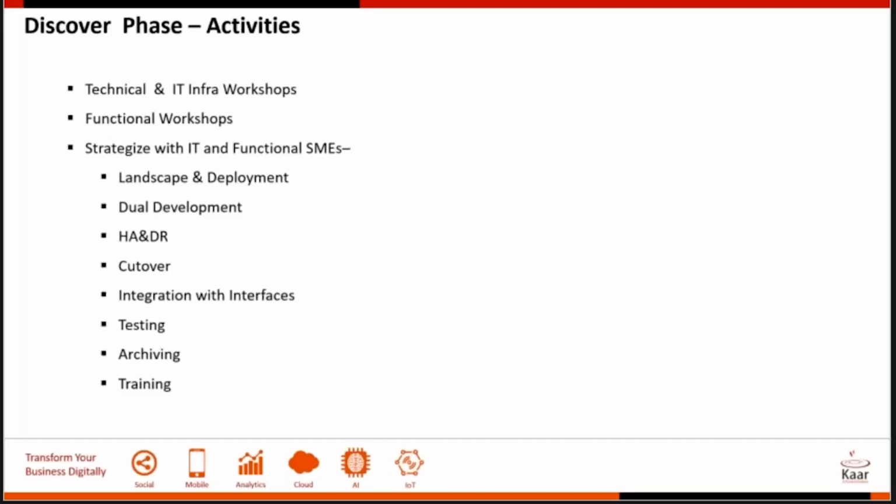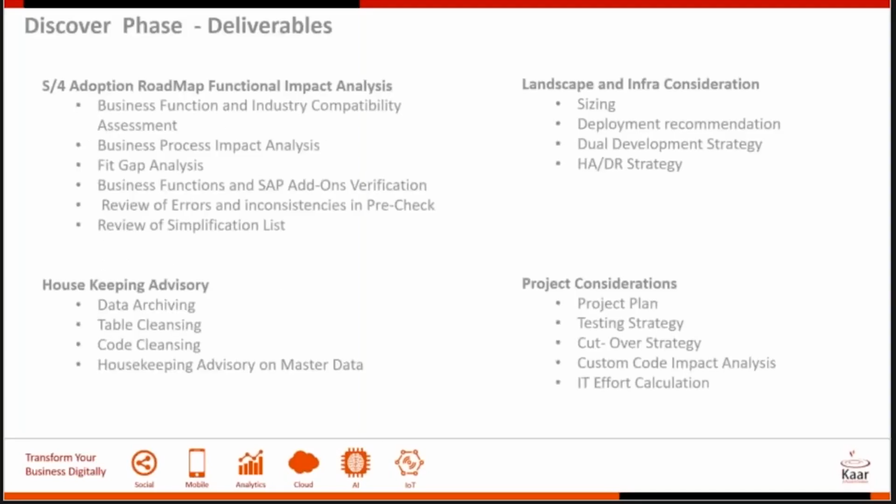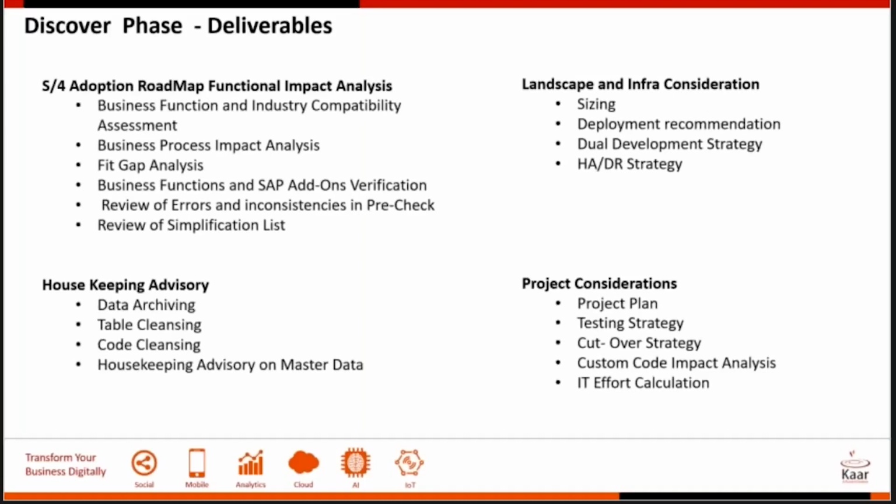One is you should know how compatible your system is going to be when you run on S4. What is the business process impact? What are the fit gaps? The fit gap analysis document tells you what your current process is here in ECC as against what is in S4, and what are the business functions that you're currently using, and what are the add-ons. Are they still compatible when you go to S4? And how are you going to review the errors and inconsistencies in a pre-check? If you already have a list of these errors and inconsistencies, then you've already crossed the bridge partway. So then you know how you're going to handle them when you actually run the project.